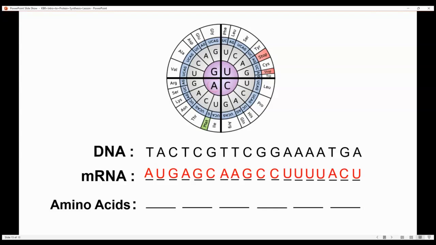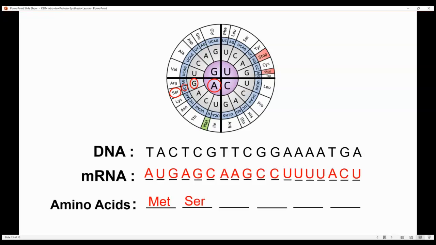So now we find the amino acid. We start off with the A, right there. We find the U, which is right there. And we find the G, which is right here. And the amino acid is MET, which is the beginning of the sequence. Now let's find A, G, and C. There's our A, there's the G, and there's the C. And the amino acid is serine.